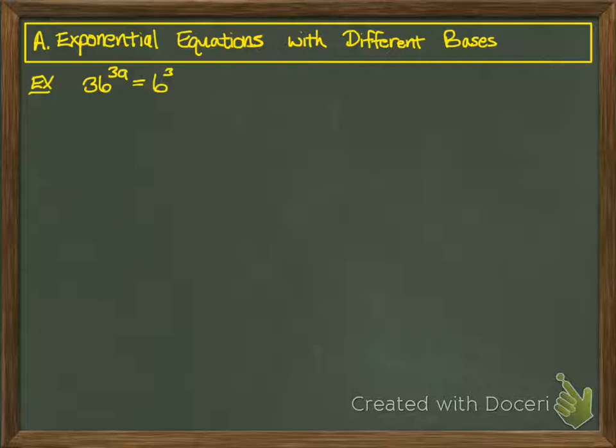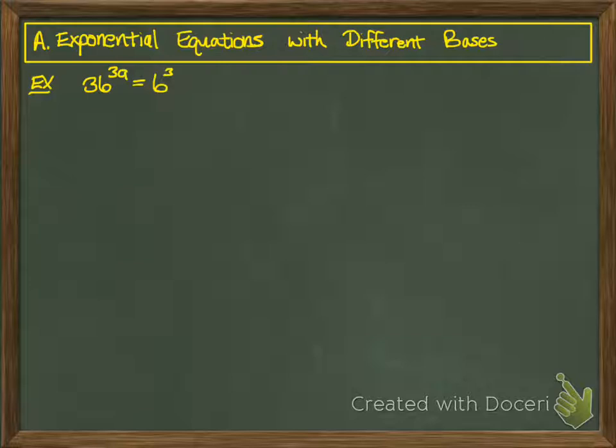This one is a throwback to our solving different equations from first semester, but we figured we'd just review this anyhow. So we're looking at exponential equations with different bases, and what we're talking about is that we've got exponents and we have a variable in the exponent. So take a look at our example here. We have 36 to the 3a power equals 6 to the third power.